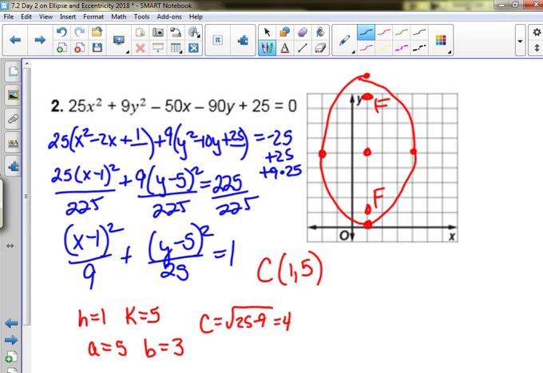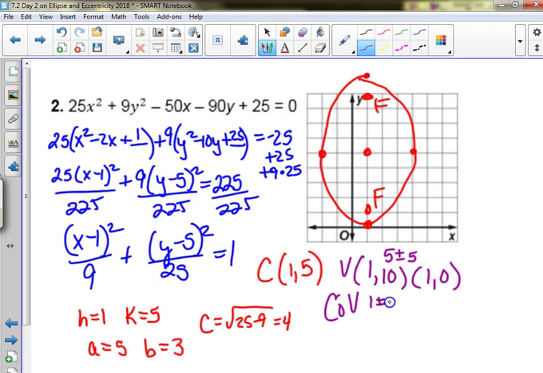All right, I'm going to pretend I'm using the recipe sheet to double check all my answers. Because A is underneath the Y, it says HK is the center. I already did that. Then it says the vertices are at H, comma, K, plus or minus A, which would be 1, 10 and 1, 0. The co-vertices are at H plus or minus B, comma K. So 4, 5, and negative 2, 5. All that seems like the right things I graphed up there, right?